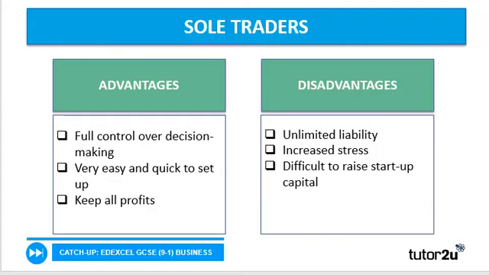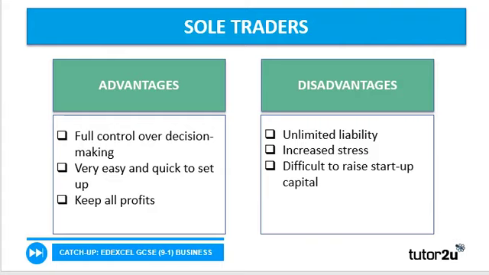The first advantage is that the sole trader will have full control over decision making. That means the sole trader doesn't need to consult with other people when they're making decisions, and this means decision making is really fast, and because the sole trader is their own boss, they get to do exactly what they wish. Sole traders are very easy and quick to set up, and this ties in with what I said earlier in terms of it being a very popular type of business ownership for business startups, because these new businesses can start trading very quickly.